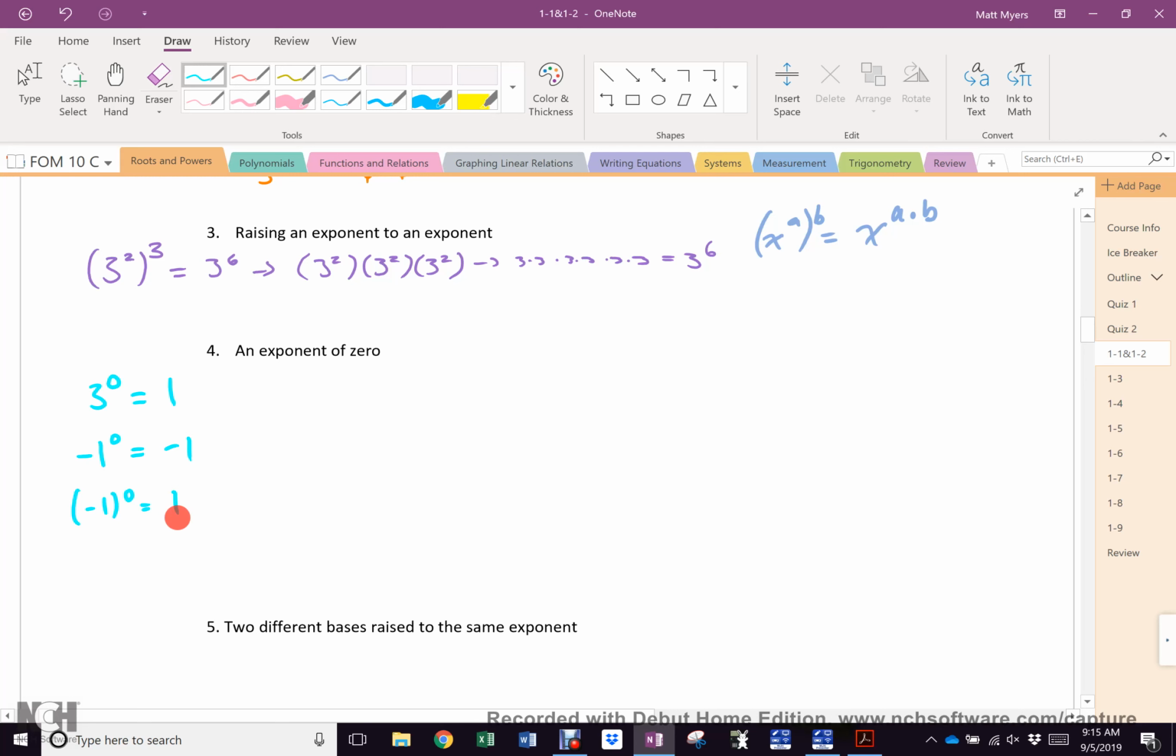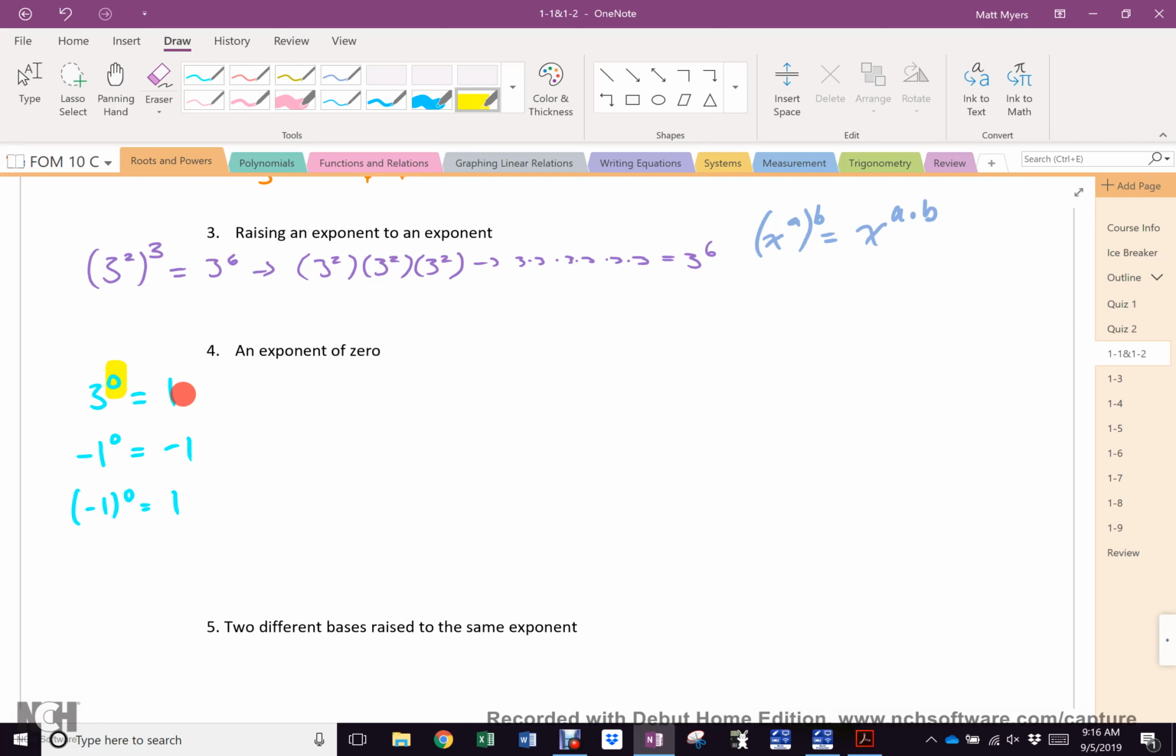Is everybody cool? Who can tell me why? That's why this is true. But who can tell me why anything to the 0 power is 1? Or did your teacher just tell you, hey kid, everything to the 0 power is 1? They didn't tell you why? Don't say because. I didn't actually get a straight answer.